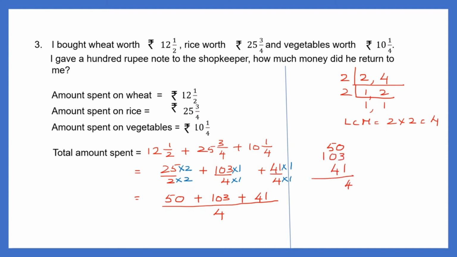3 plus 1 is 4. 5 plus 4 is 9 and I write down 1. So I get 194 by 4. We're going to leave it as this. We're not going to convert it now because we still have to continue with our sum. When you reach the final step, you can convert the improper fraction to a mixed number. Now we have 194 by 4. Okay, we are going to continue with our sum.